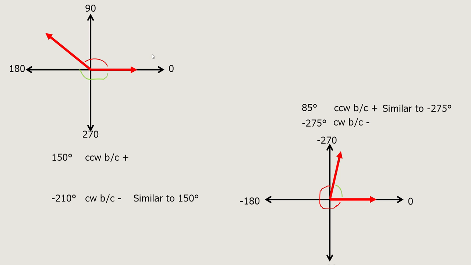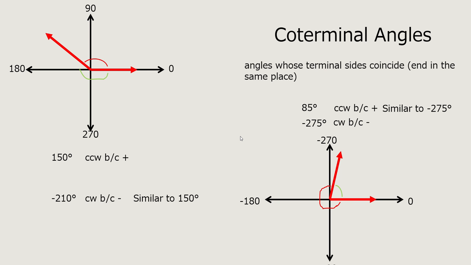These special types of angles that we just looked at two different examples of are called coterminal angles. Coterminal angles are angles whose terminal sides coincide. And coincide means they end in the same place.